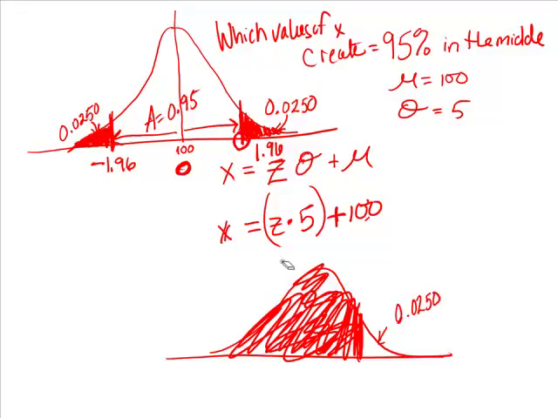0.0250. How much is over here? 1 minus 0.0250, which is... oh, excuse me, 0.9750. Yes? Look in the field for an area score of 0.9750.